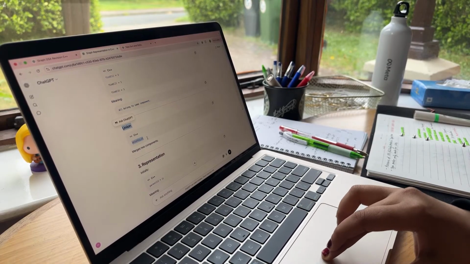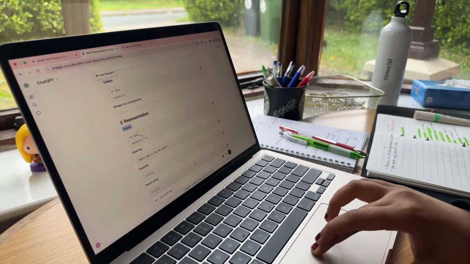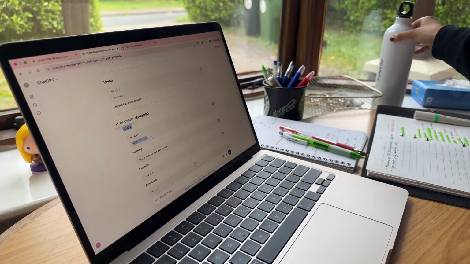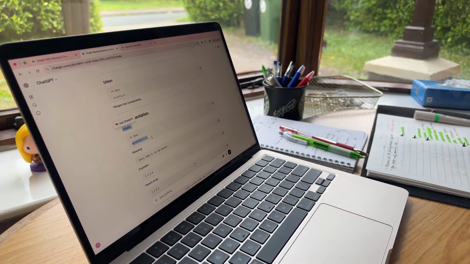Now union merges two components. Initially parent of I is I, meaning every node has its own parent.